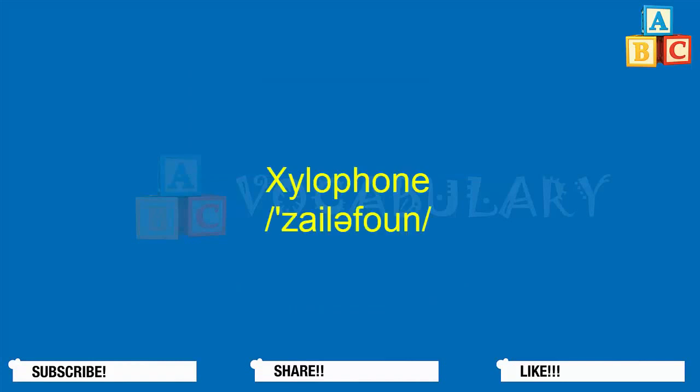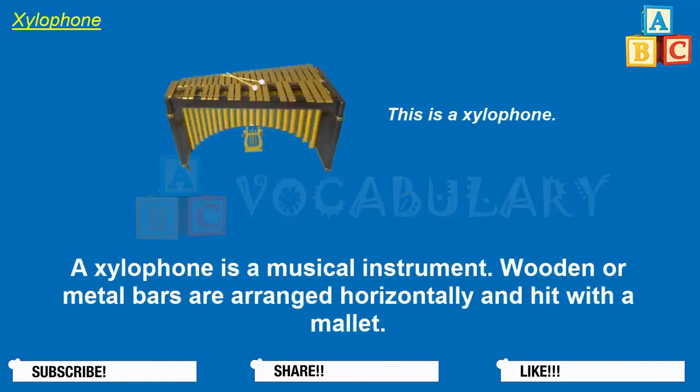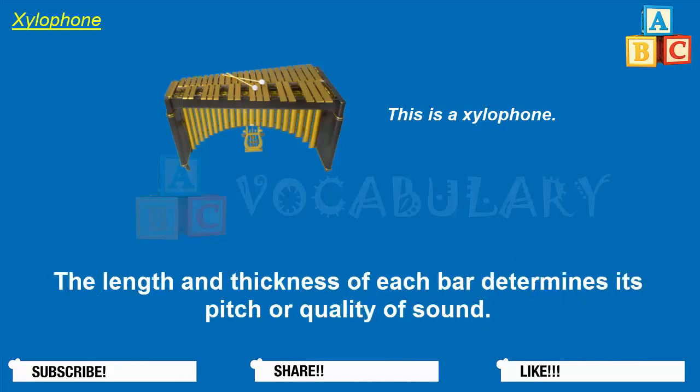Xylophone. A xylophone is a musical instrument. Wooden or metal bars are arranged horizontally and hit with a mallet. The length and thickness of each bar determines its pitch or quality of sound.